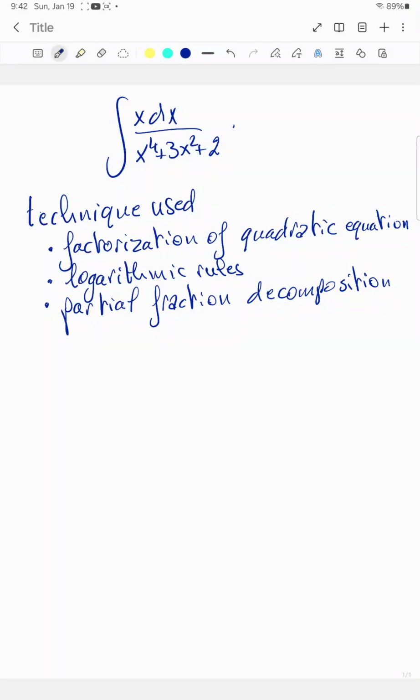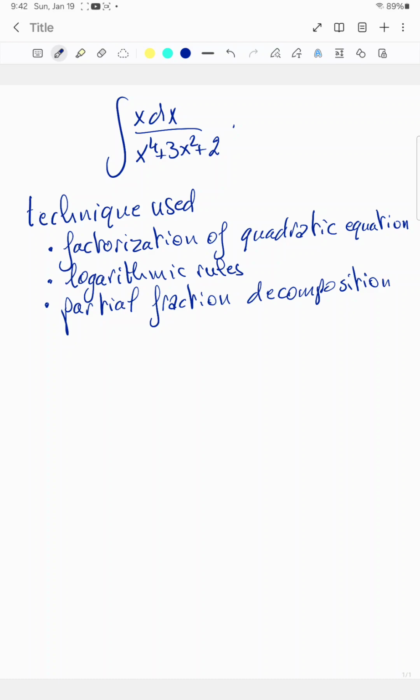In this video, we'll find the solution of that integral, which is x dx divided by x to the power of 4 plus 3x to the power of 2 plus 2. And the technique that I will use is factorization of quadratic equation, logarithmic rule, and partial fraction decomposition.